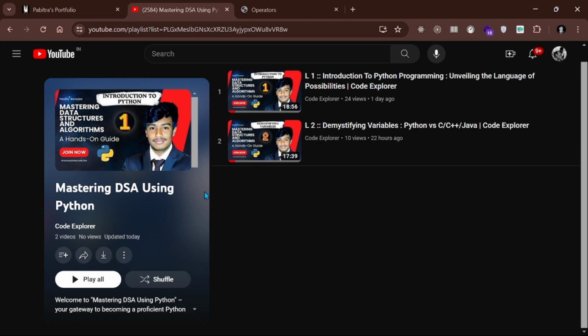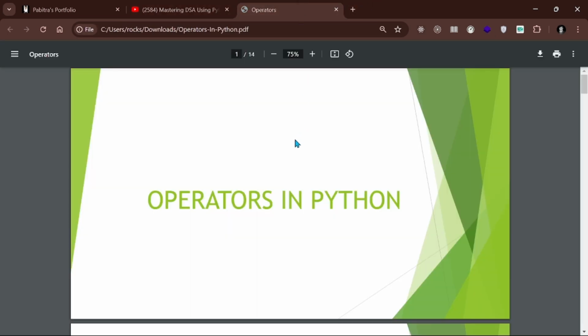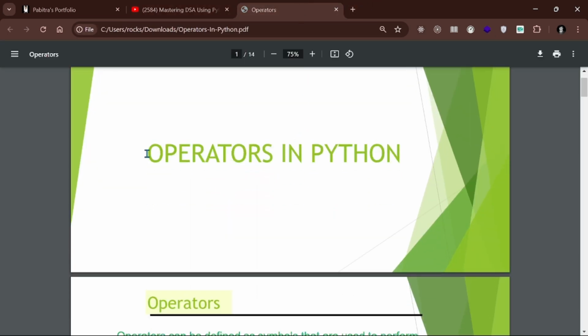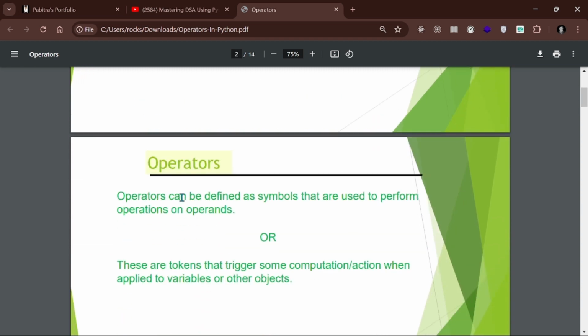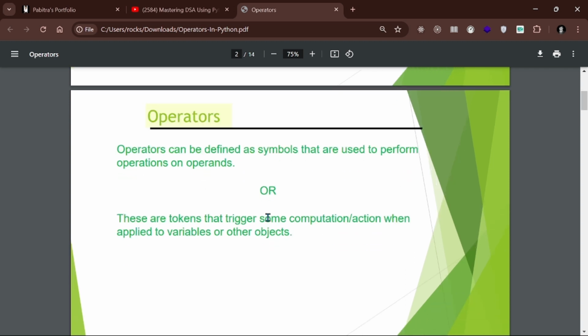Okay, and now come back to our topic again and take a look at this presentation. Here you can see operators in Python. So what are operators? As I have already told you, operators can be defined as symbols that are used to perform operations on operands. In other words, we can say that these are tokens that trigger some computation or action when applied to variables or other objects.